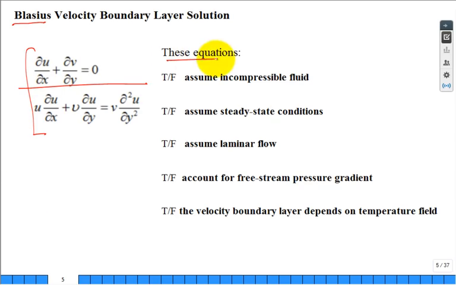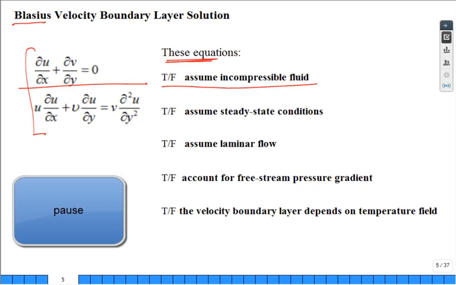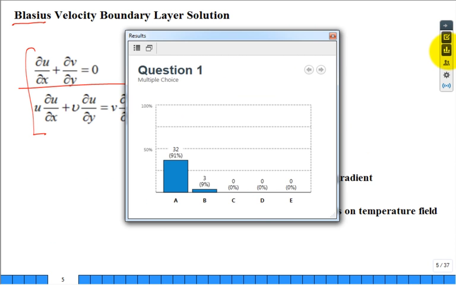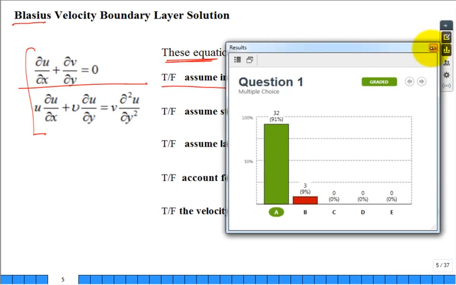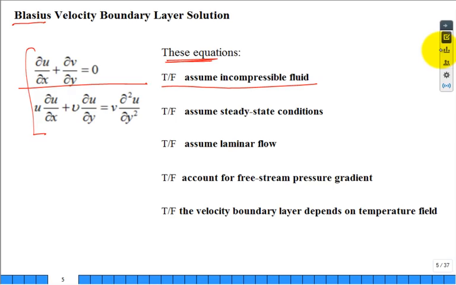These equations, true or false, assume that the fluid is incompressible, true or false, and I'll give you only about 15 seconds or 10 seconds. And let's take a look at our results. Everybody says, or most of us say, yeah, this is for an incompressible fluid. That's definitely true. There's no density variation in it. All right. How about the next one?